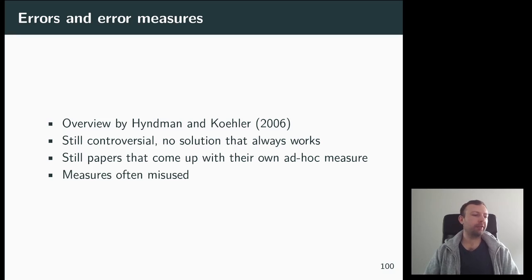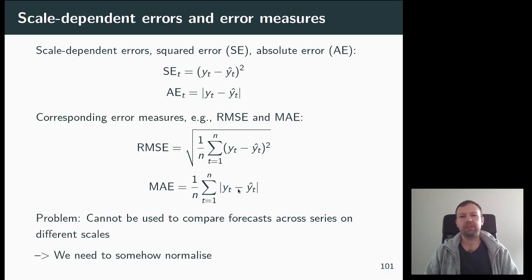Maybe surprisingly for people who get started with forecasting, this is still a quite controversial area, and there's no solution that always works. And papers still come up that just use their own ad hoc error measure. Also, error measures are sometimes misused in papers. So the easiest thing to do is obviously scale-dependent error measures.